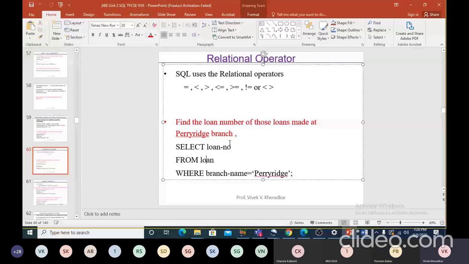Is there any condition in the requirement? What is the condition? Branch name is Perriage? No, not from this query. Find all account details where balance greater than 10,000. So there is a different query. Yes, balance greater than 10,000 is the condition. So that's why the where clause is there: where balance greater than 10,000.